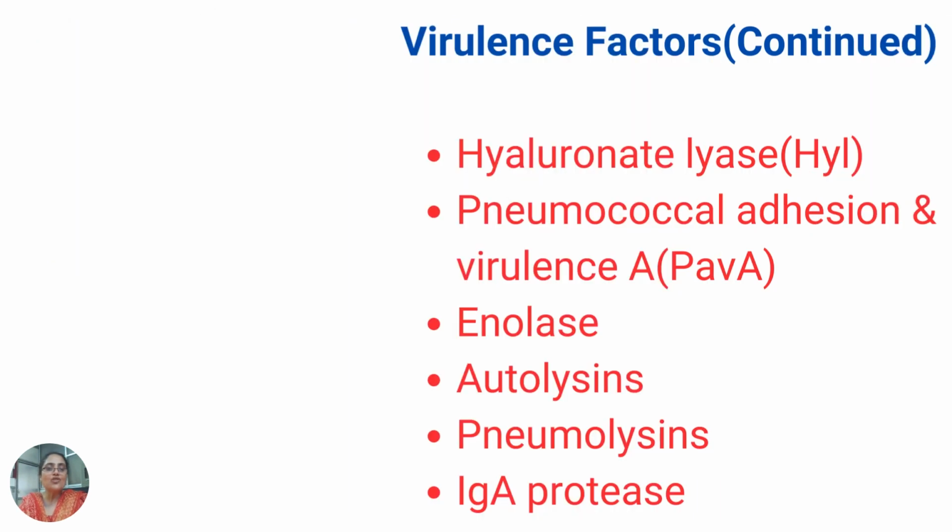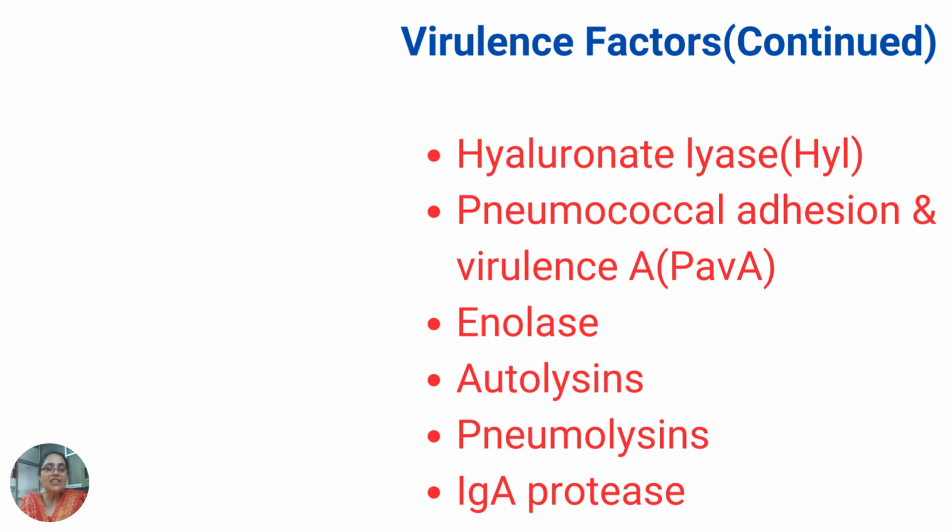Coming to the next slide, which also talks about virulence factors. Hyaluronate lyase is one of the virulence factors, also called the spreading factor, and it cleaves the hyaluronate present as the extracellular matrix in connective tissue. Thus this also helps in spreading the bacteria and establishing the bacterial colony inside the host. Then pneumococcal adhesion and virulence factor A, PavA, attaches to fibronectin and thus inhibits the immune cells. Mostly dendritic cells are the ones inhibited by it.